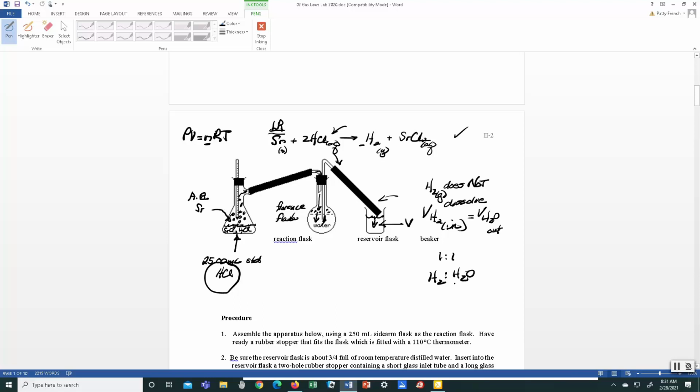Okay? And this is important because we need to know, remember, we're trying to solve for N here. And we need to know a certain number of things. We need to know R. Well, we know R.